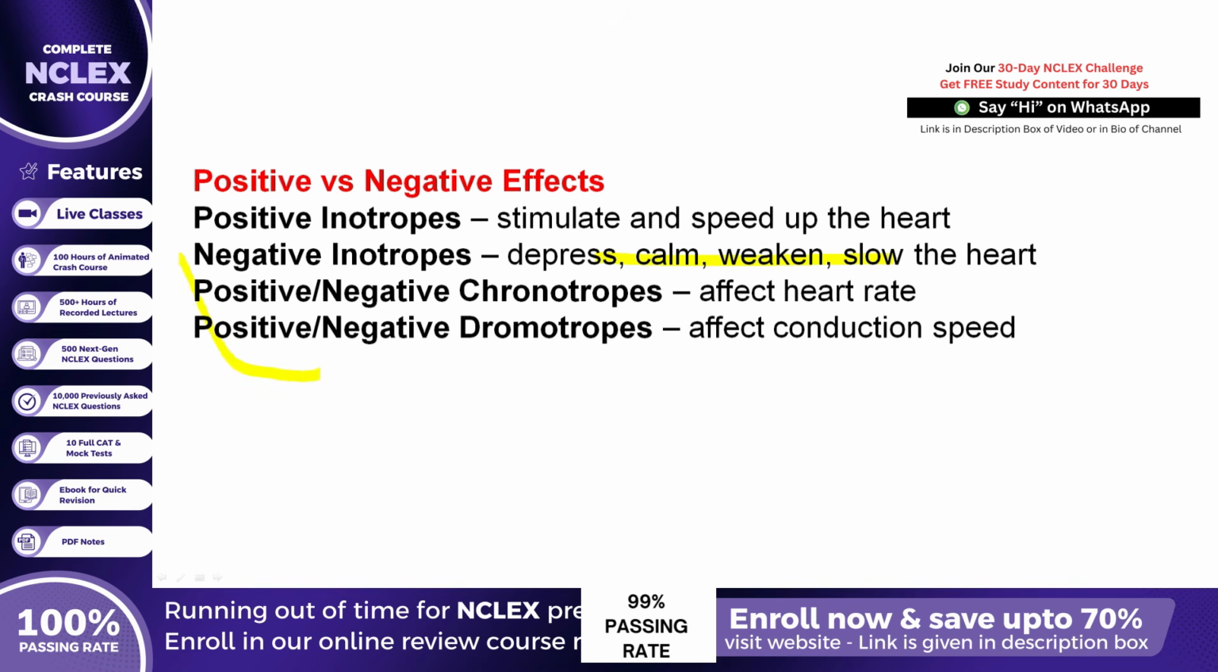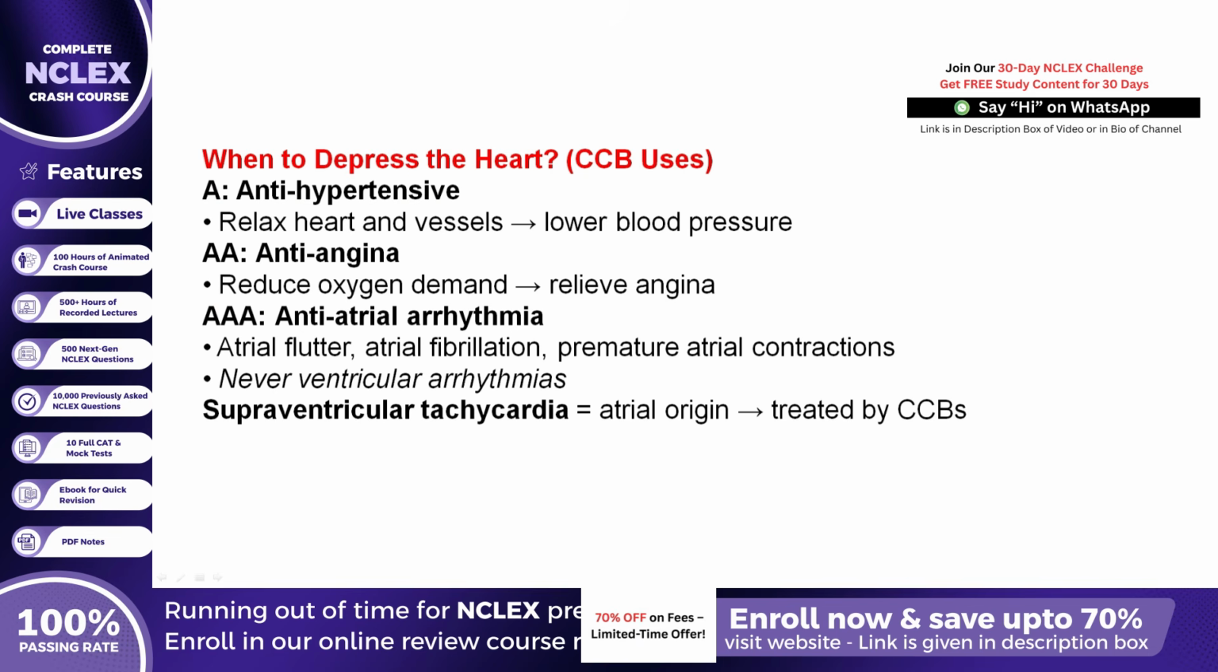Now let us look at when we actually want to depress the heart, starting with antihypertensive use. These drugs relax the heart and vessels to lower blood pressure. The next use is anti-angina. They reduce oxygen demand to help relieve angina. The third use is anti-atrial arrhythmia. This includes atrial flutter, atrial fibrillation, and premature atrial contractions. And remember, these are never used for ventricular arrhythmias. Supraventricular tachycardia comes from an atrial origin and is treated by calcium channel blockers.